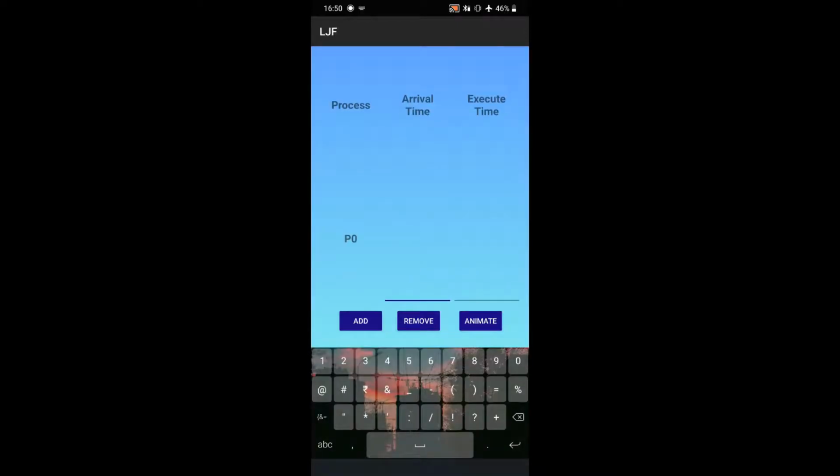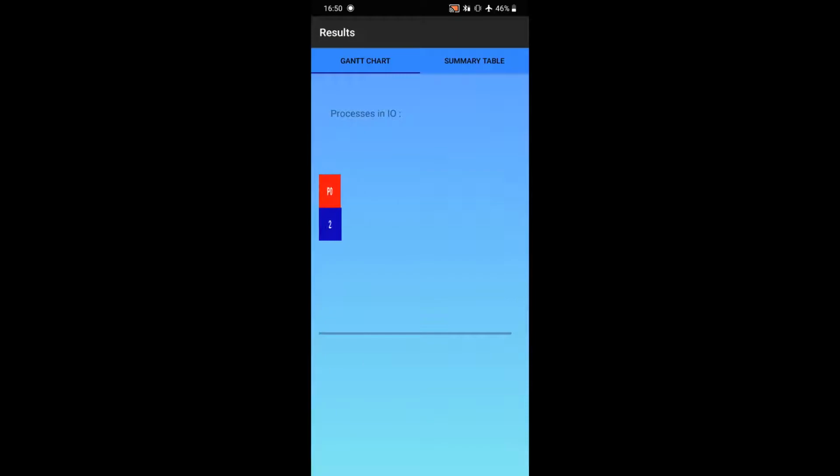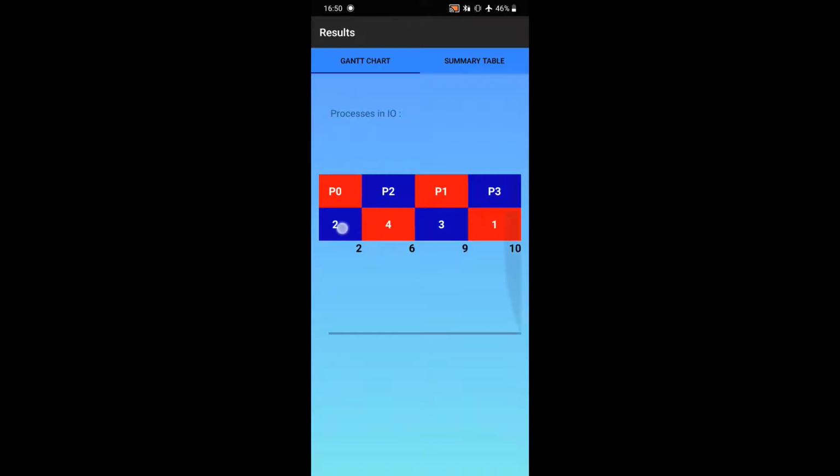On to largest job first. Here among these P1, P2 and P3 processes, the largest process here should be P2, hence it will be animated after P0. The Gantt chart is scrollable.